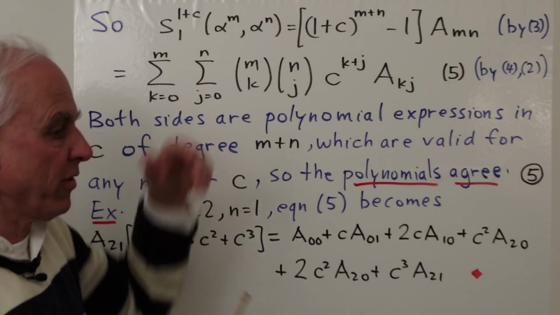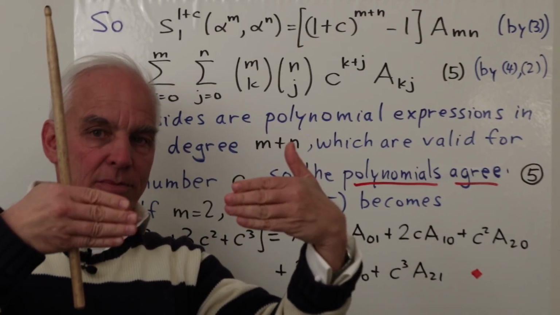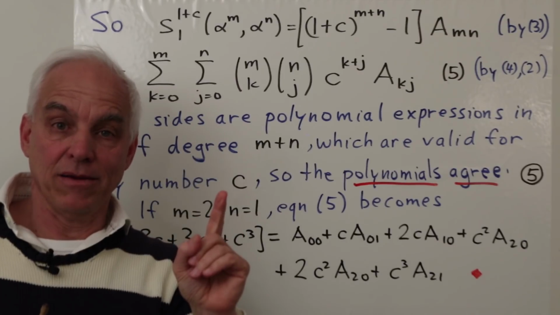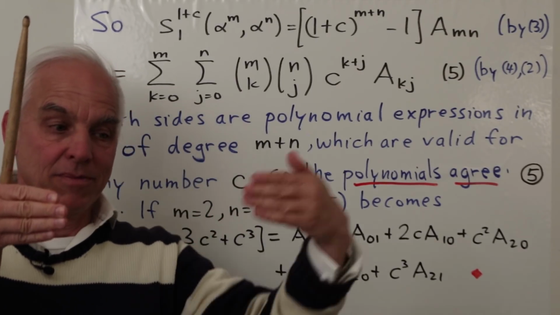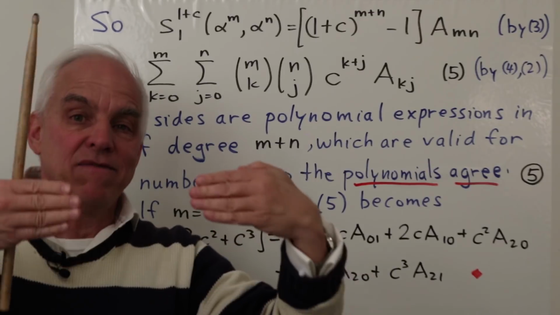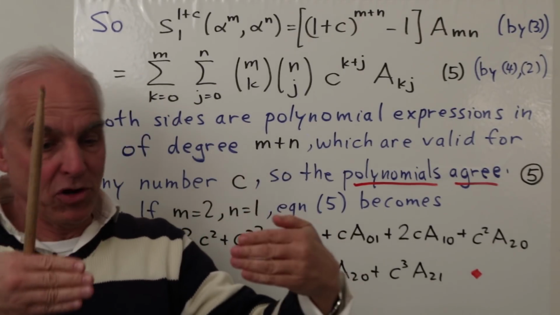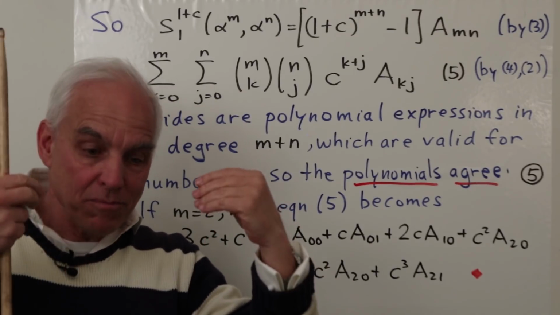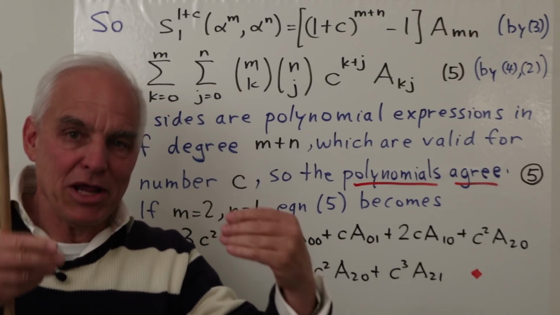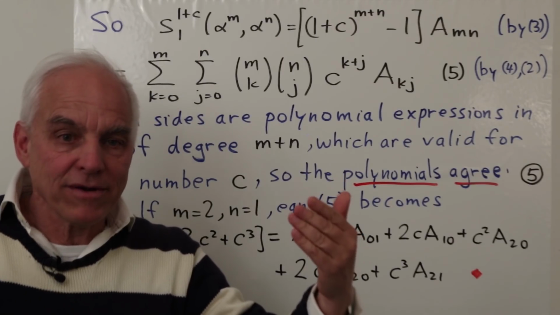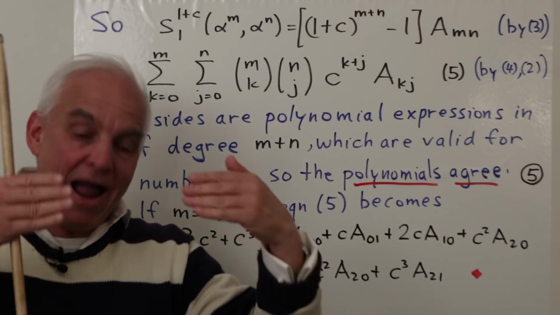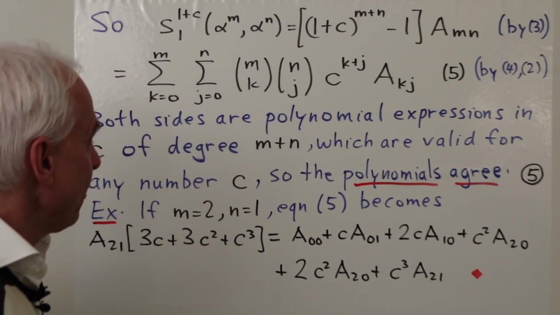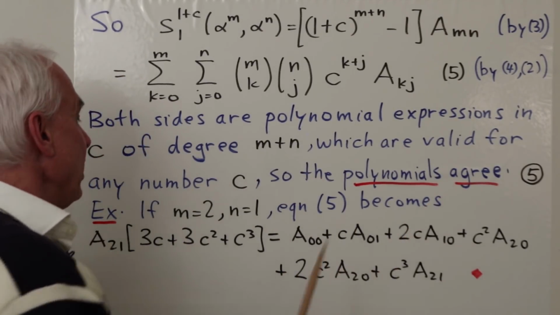These are two polynomials equal to each other for which values of c? For any value of c. This polynomial equals this polynomial for any value of c. Now, if you have two polynomials of degree m plus n, and their values are equal for any point, well, then those two polynomials are actually equal as polynomials. Right? So the two polynomials agree.